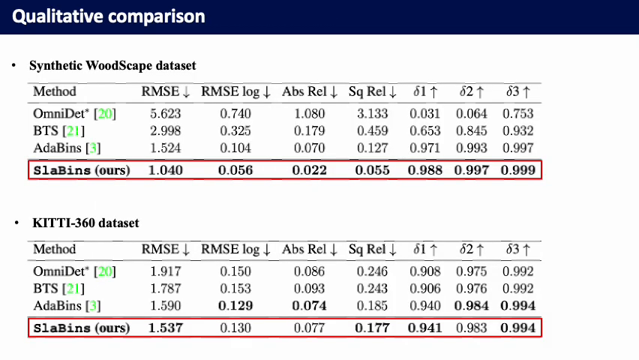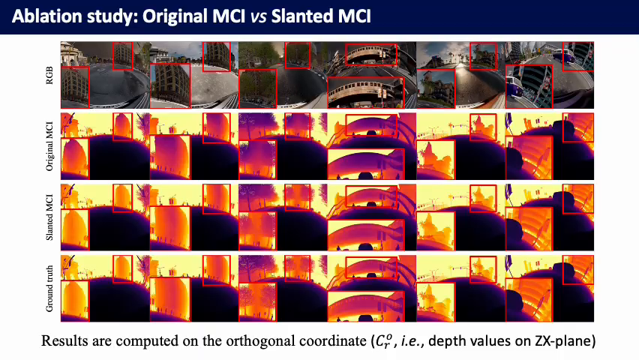These are the quantitative comparison results on both SynWoodScape and KITTI-360 datasets. In SynWoodScape, our method outperforms previous methods by a huge gap. However, the performance in the KITTI-360 dataset is only slightly better than SlaBins, which uses multi-spherical image representation.